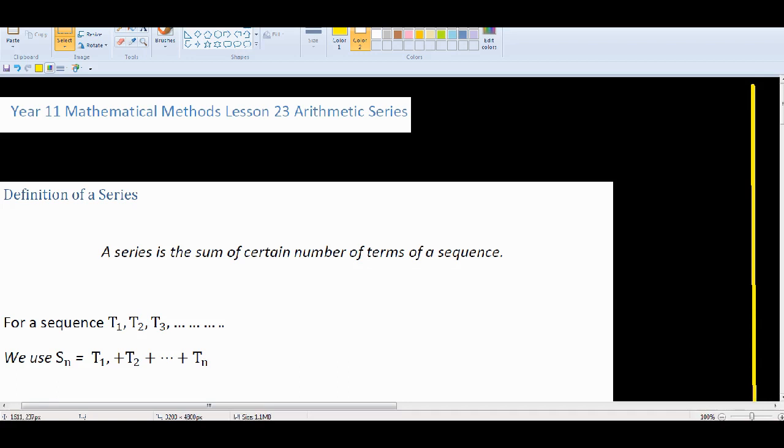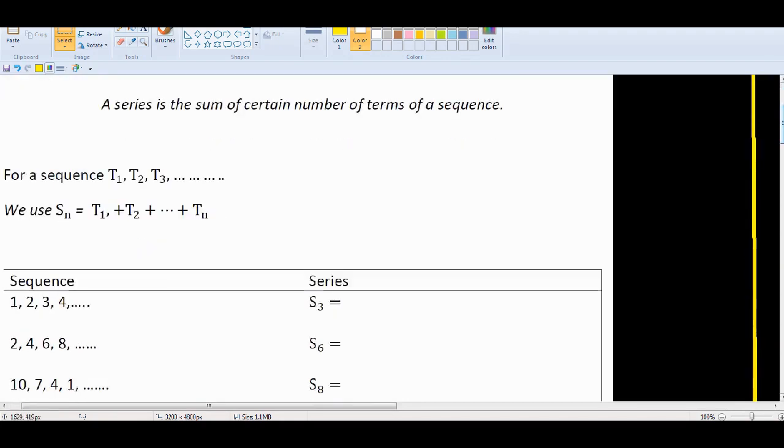For arithmetic series, first we need to define what a series is. The definition: a series is a sum of a certain number of terms of a sequence. The key word here is the sum, the sum of a number of terms of a sequence. Simply put, it's a sum from a sequence.